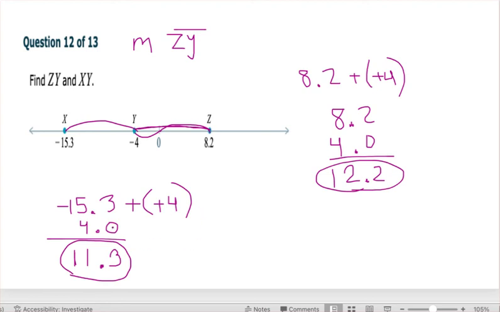So because we're not looking for where, we're just looking for what is the distance between them, and we would say the distance between them is 11.3. Distance is always absolute value. So this is the ZY, and this one is the XY. And I'm just going to put a little bar over those.